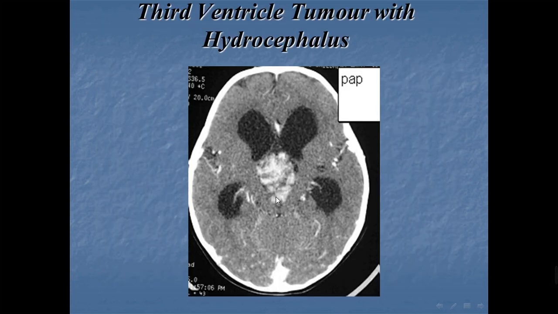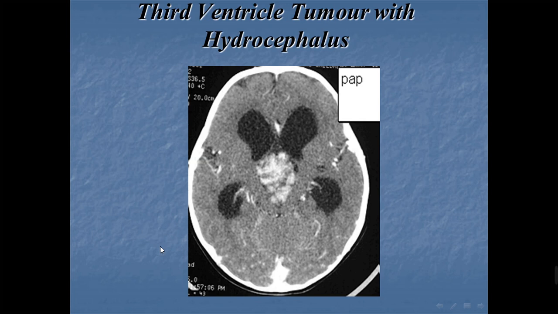Now, lower down, we are going to the third ventricle. The third ventricle is totally occluded by this tumor. The obstruction of the third ventricle results in dilatation of both lateral ventricles. The third ventricle will be occupied by the tumor. The fourth ventricle, lower down, we suspect it to be smaller or normal size.